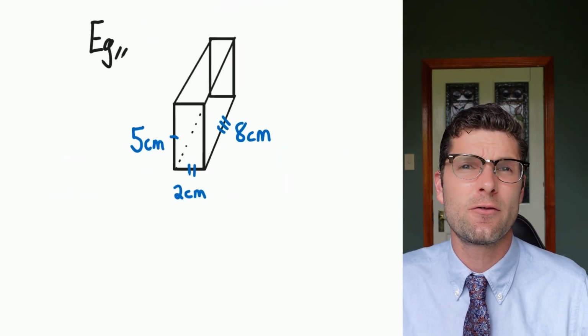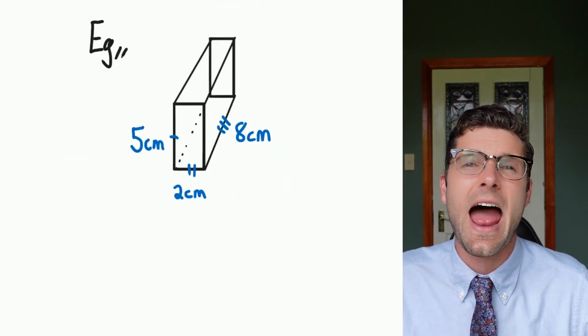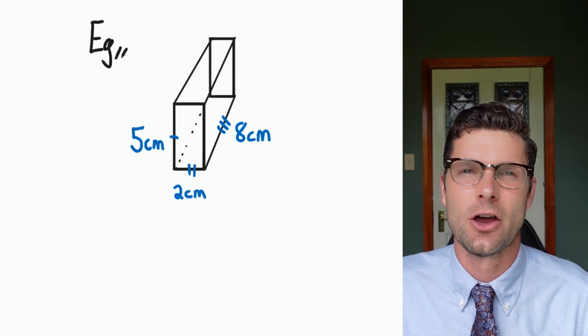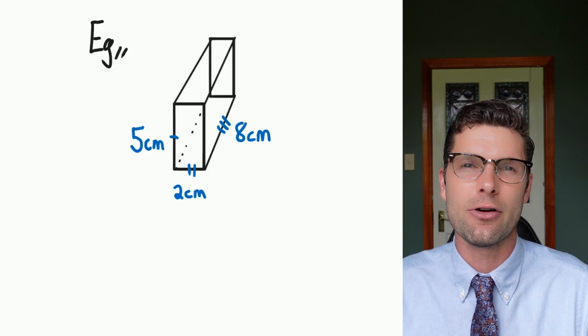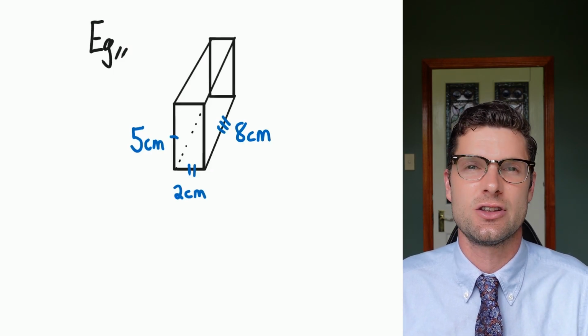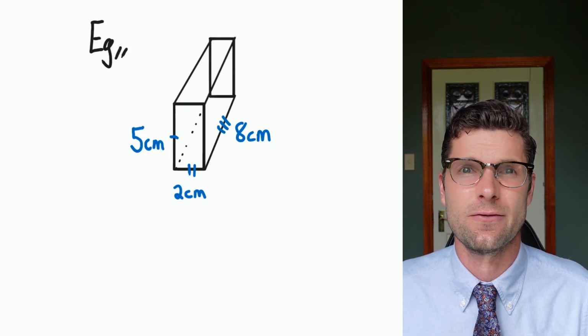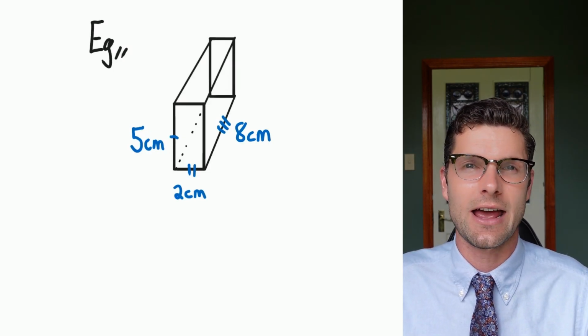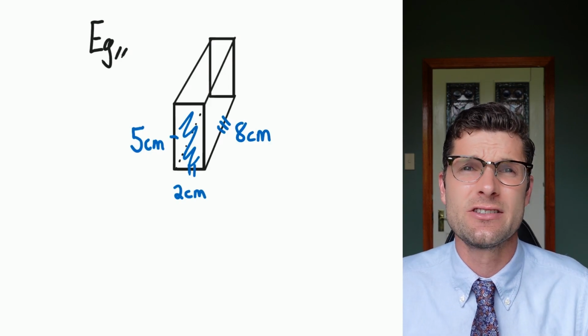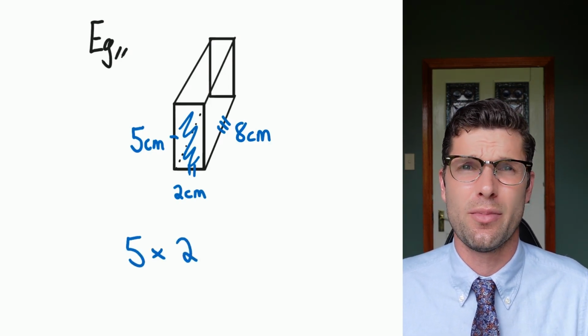So for this first one, we've got a rectangle at the front, and then we know how far back it goes. For something like this, you could use multiple different areas because there are different cross sections that work, but I always just like to use the front. So what we've got to do is find out the area of that front rectangle. So just here, that blue bit. So pretty obviously that front rectangle is 5 multiplied by 2.